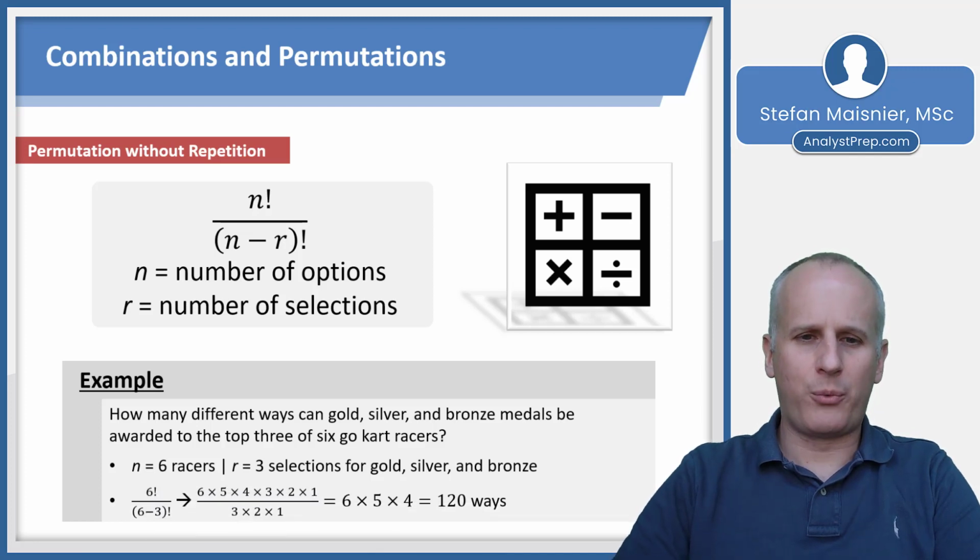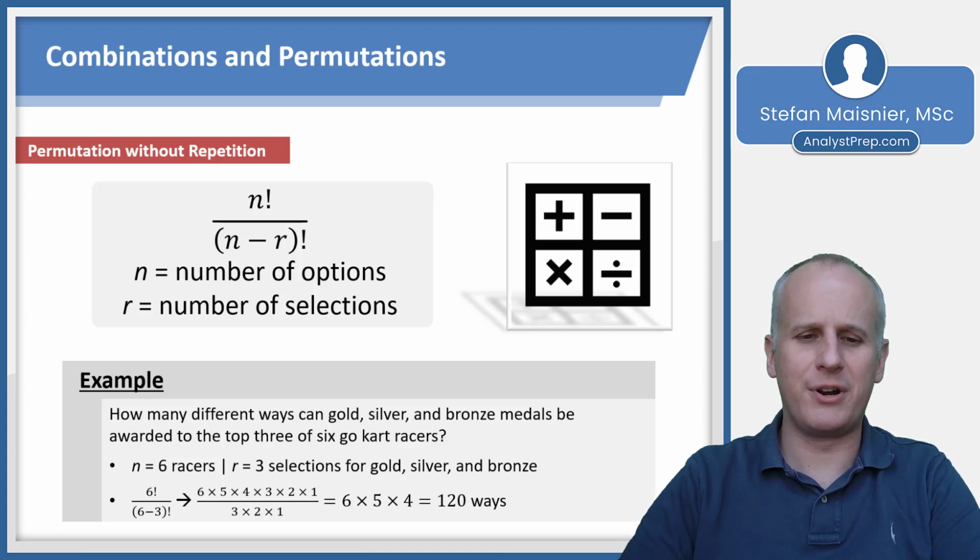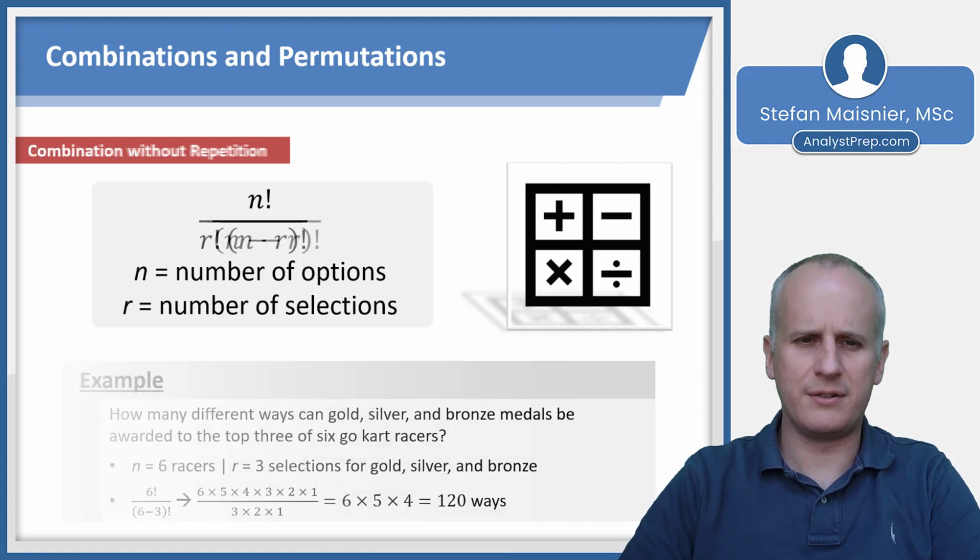Then we write out the formula, 6 factorial over 6 minus 3 factorial. Always expand the factorial and cancel first. So you can see the 3, the 2, the 1 will cancel from the numerator and the denominator, which leaves only 6 times 5 times 4, or 30 times 4, and 120 ways that the gold, silver, and bronze could be awarded to those 6 go-kart racers.